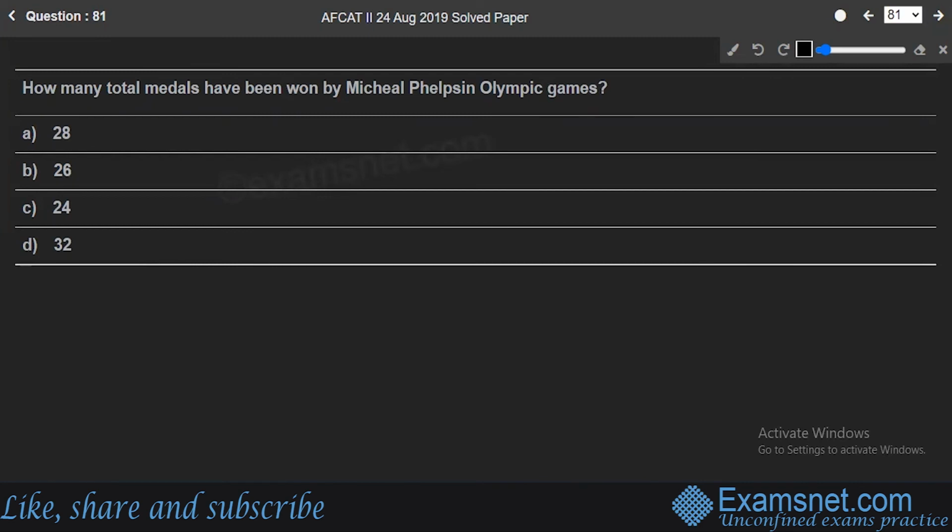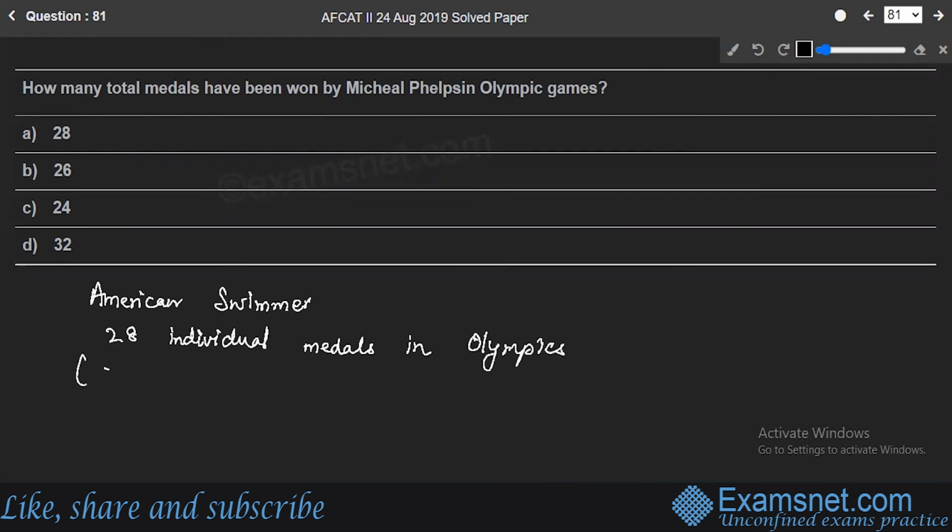So this is a GK question. How many total medals have been won by Michael Phelps in Olympic Games? So the given options are 28, 26, 24, and 32. Michael Phelps, he was an American swimmer. Let's get some knowledge about him. He was an American swimmer. So he had a record of winning 28 individual medals in Olympics.